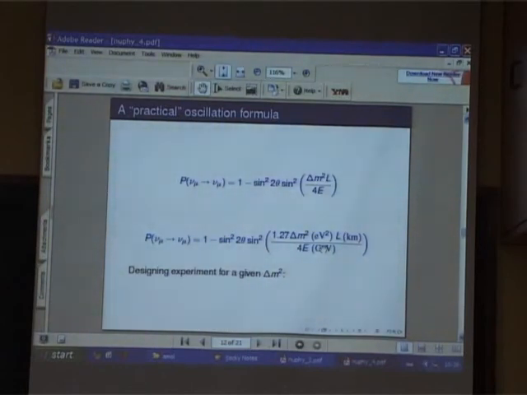What is a good experiment? A good experiment will make sure that oscillations are very large. So you should make sure that this quantity, the second term, should be large, as close to 1 as possible. So you want this inside part to be close to 1. Which means that what I want is 1.27 delta m square, in electron volt square, L by E, should be of the order of pi by 2.